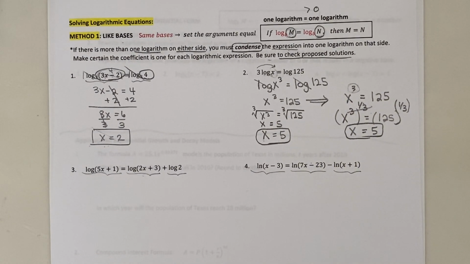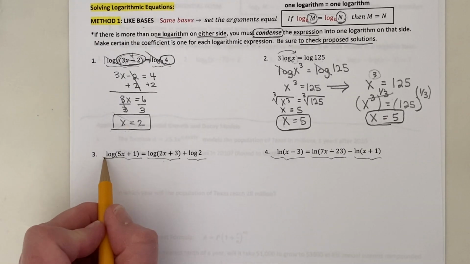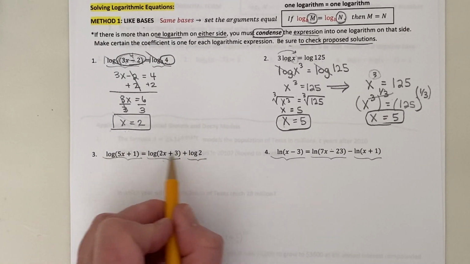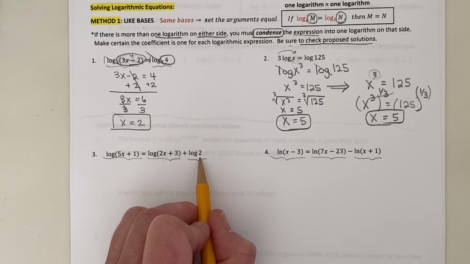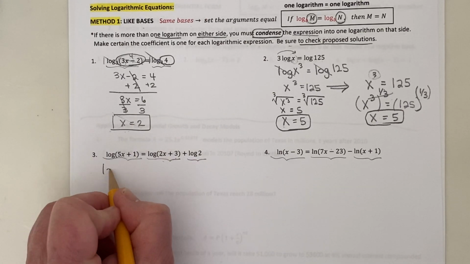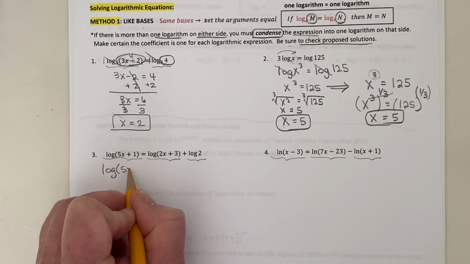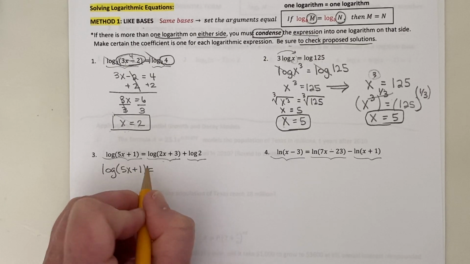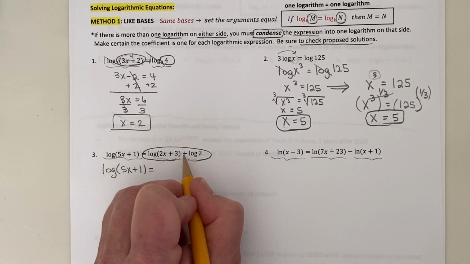Okay, number 3. No coefficients other than 1 in front of these 3 log terms, but we have 2 over here. Let's collapse these. So I'm just going to bring down the left-hand side of the equation right now and do some log property work here.